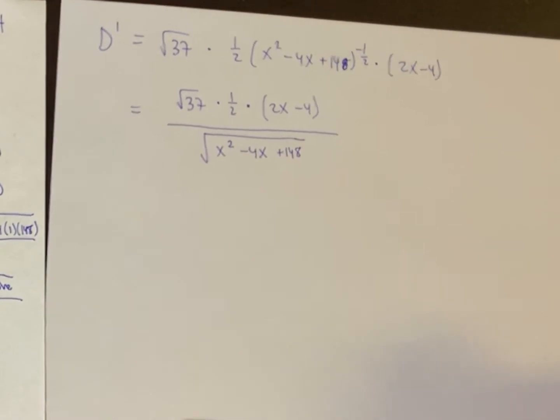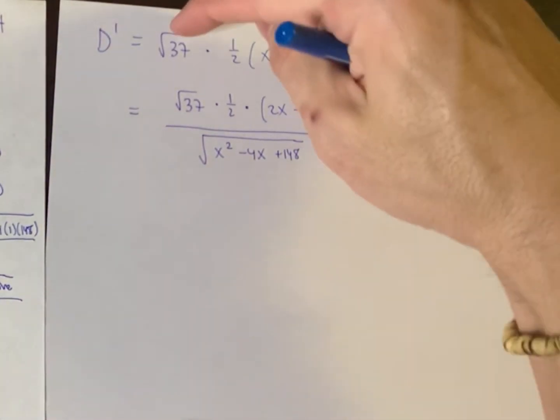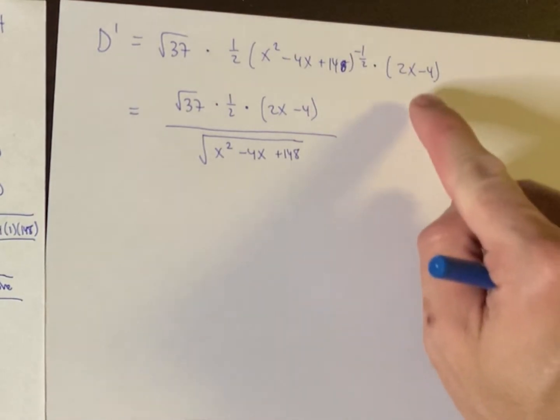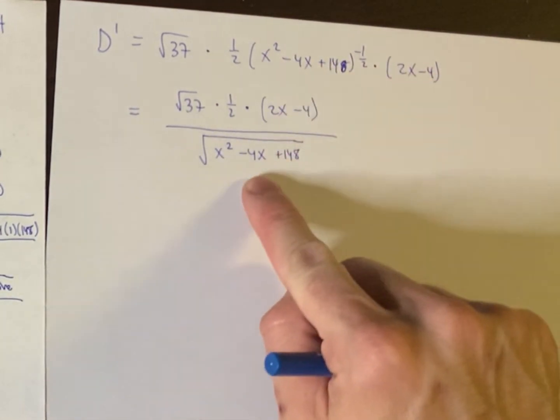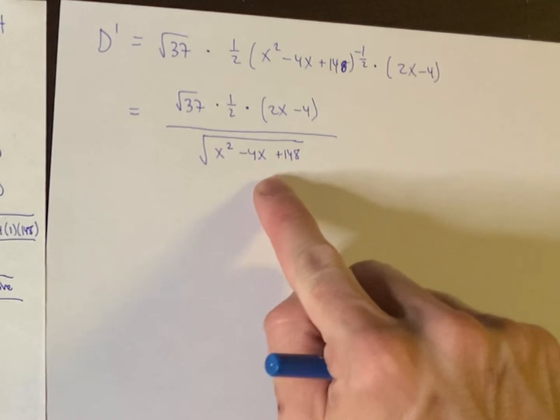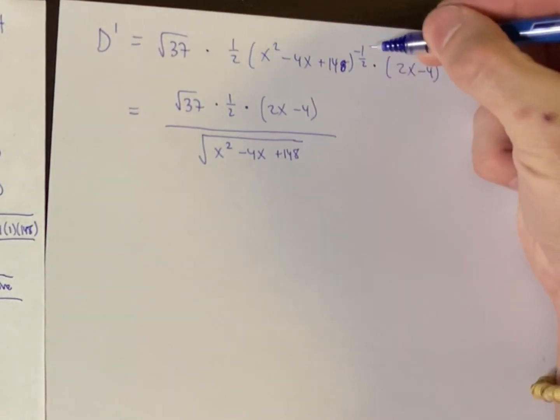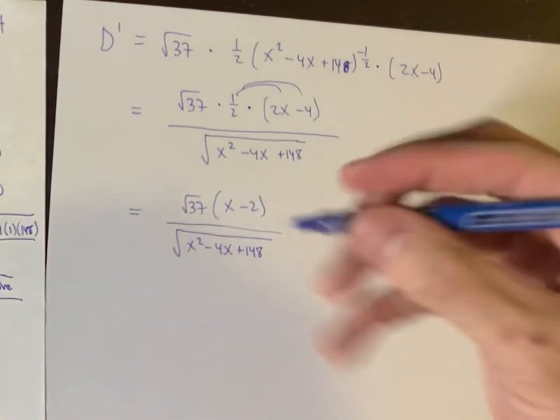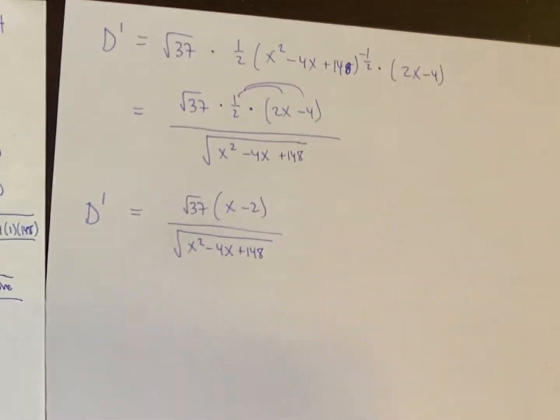So here is our first derivative, and I kept the square root 37 up there. 1/2 I left it up there, and I have that here. This came to the bottom because the power was negative, so it became positive in the bottom. And instead of exponent 1/2, I just did a square root. Now let's distribute the 1/2 to these guys there. So this is our first derivative, and that's really as clean as it gets.